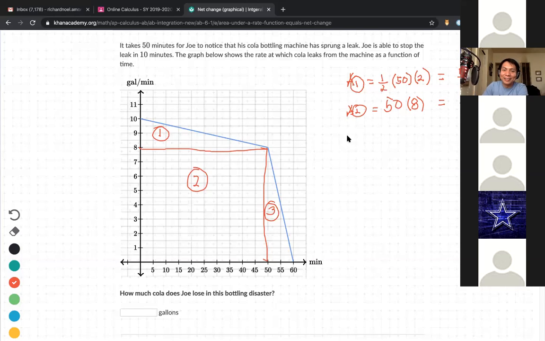And let's take a look at our area 3. So that's going to be 1/2. Your base is 50 to 60, guys. That's going to give us how many? 10. Your height, what's going to be your height for this one? 8. That will still be 8. So 10 times 8, that's 80 divided by 2. That should give us 40. So therefore, you'll have 490.